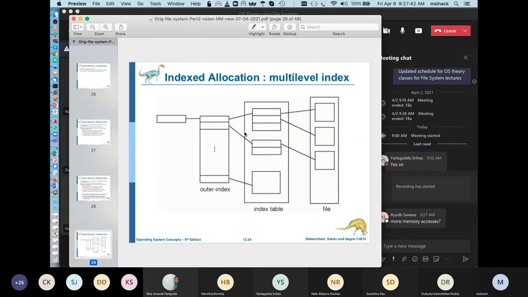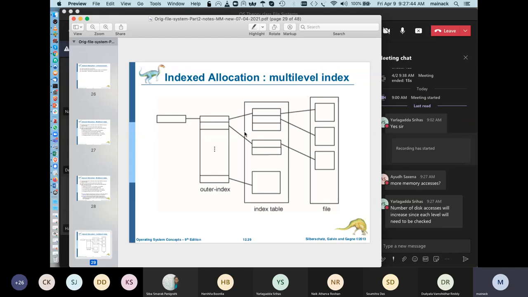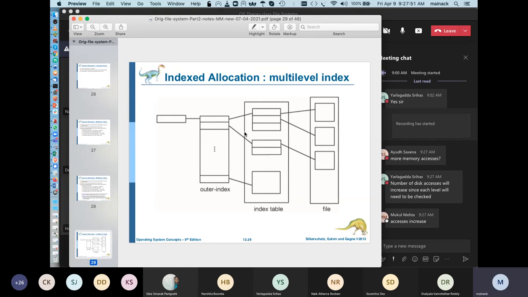Anyone? More memory accesses. Okay. Number of accesses will increase and each level will need to be checked. Yes, I would agree with that, this succinct answer, more memory accesses. Absolutely, you need to access more. It's not memory, by the way, it's more like more disk accesses. But yes, you need to actually access multiple blocks and you need to follow these indirections.